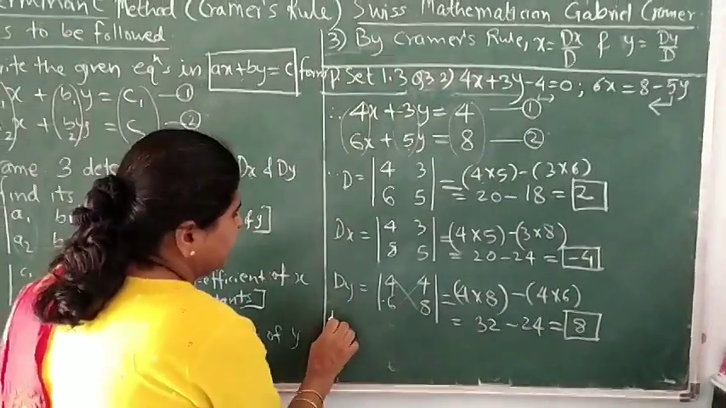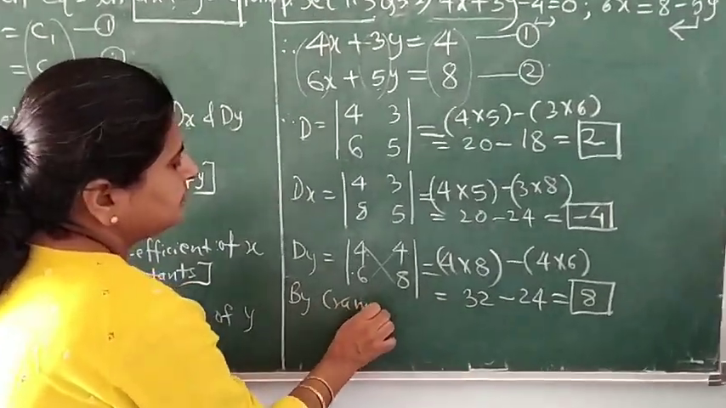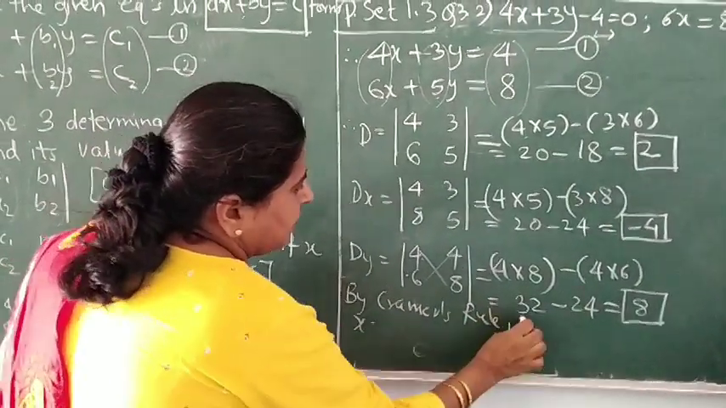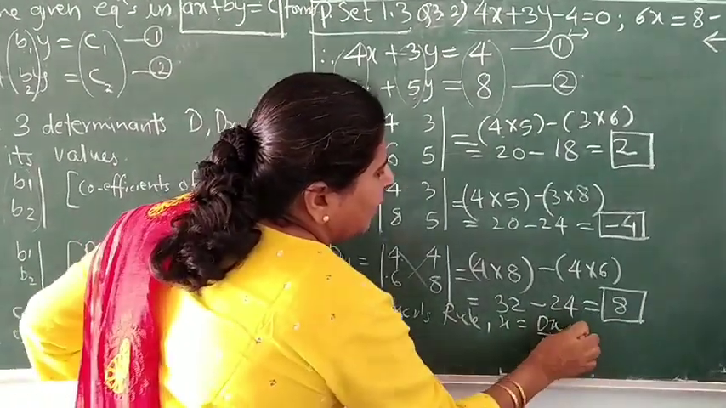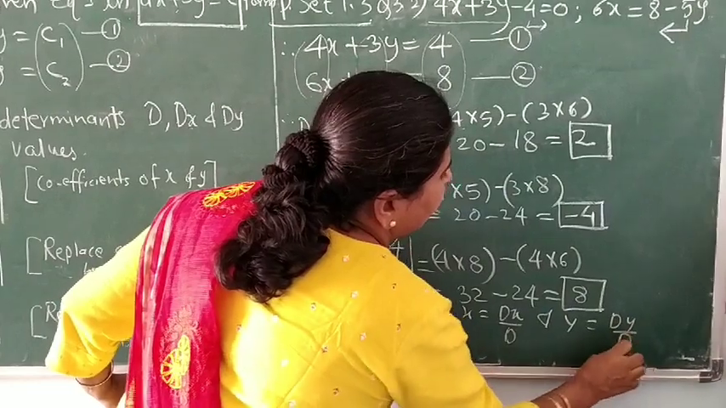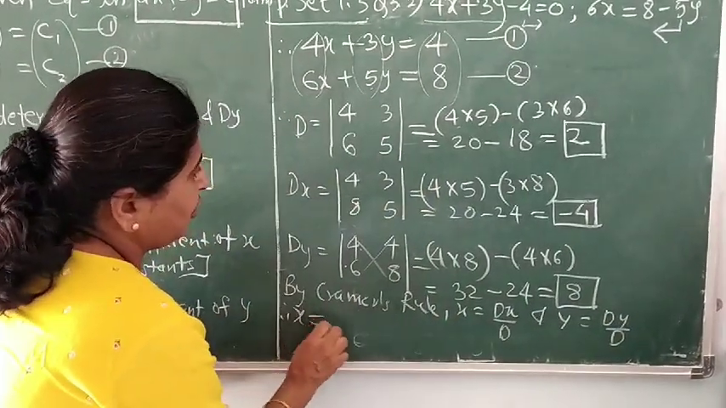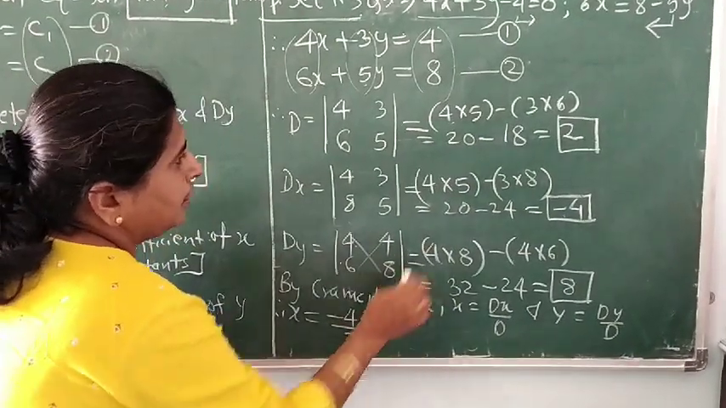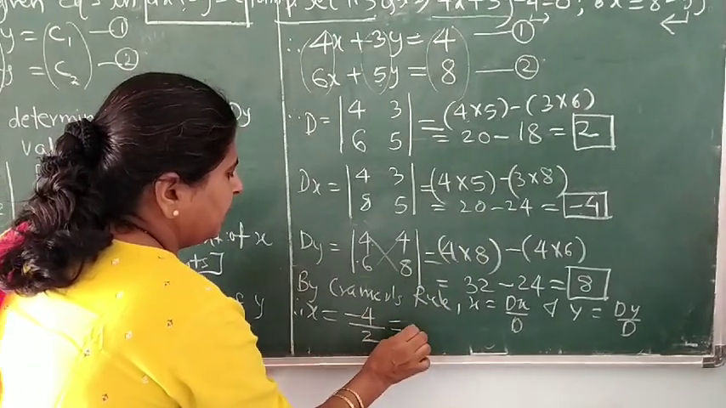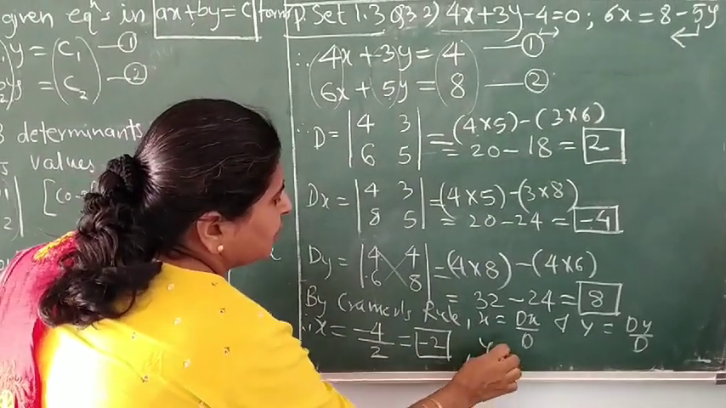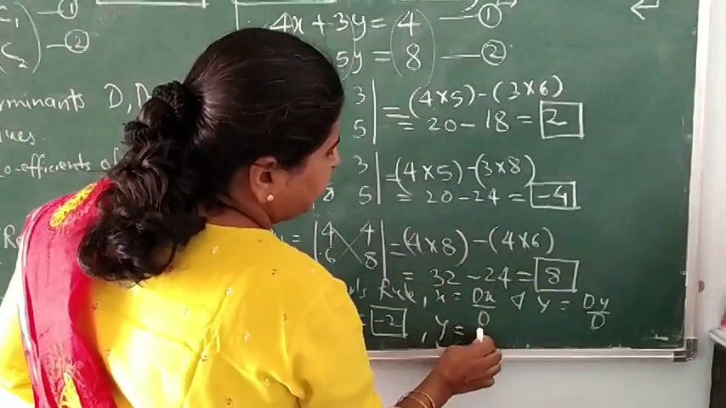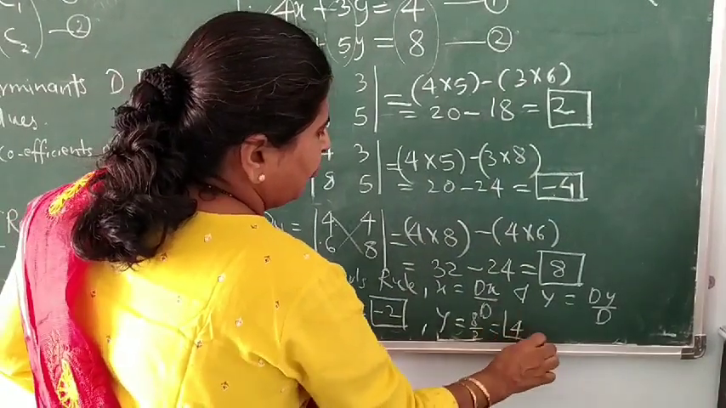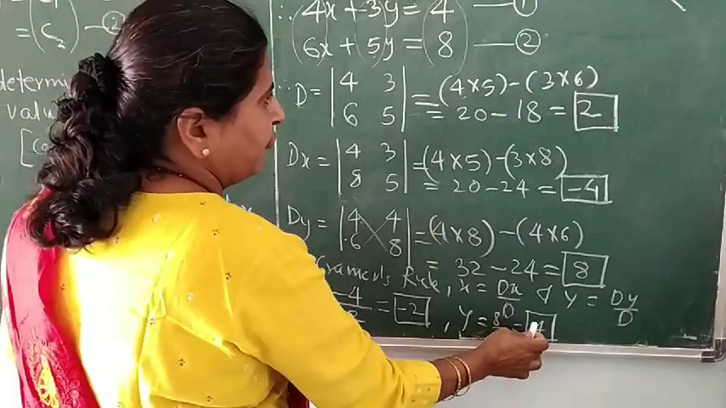Now the last step is we should write by Cramer's rule: x is equal to dx upon d, and y is equal to dy upon d. And therefore x is equal to, what is the value of dx? It is minus 4 upon d, that is 2, and the answer will become minus 2. This is your answer of x. And what is y? The value of dy is 8 upon 2. So it is going to be 4. So the value of x is minus 2 and the value of y is 4.